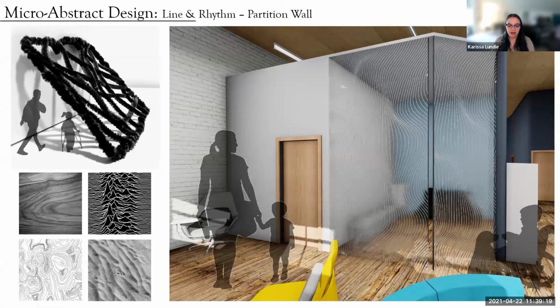Finally, we have my micro abstract design. At the beginning of the design process, we created a micro abstract that utilized one element and principle of design. I've chosen to use line and rhythm to explore how this could be manipulated to create a visually interesting design. So I have the 4 inspiration photos here, which again are wood grain, the Joy Division's Unknown Pleasures album, topography maps, and the ocean floor.